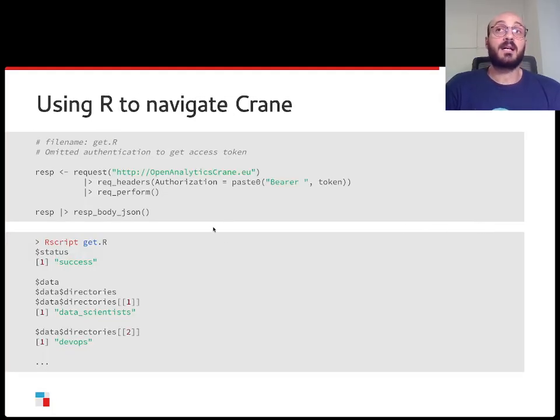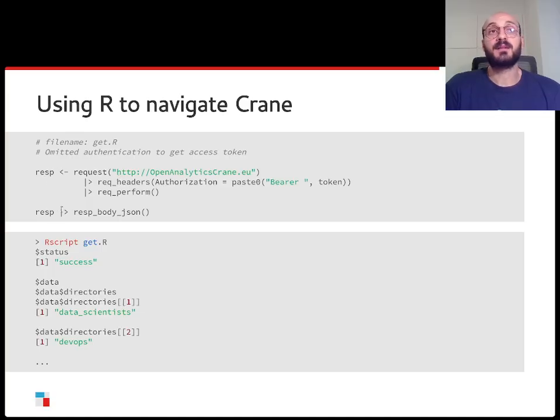Not only can you use the UI of Crane, but you can also use the API. In this case, I'm going to showcase this using the R package httr2. We create a request to a specific path in the Crane deployment, in this case the root of the Crane deployment. We need to add an authorization bearer token to the headers, so we use the request headers function to do this, and perform the request.